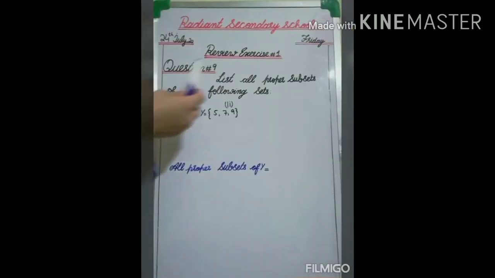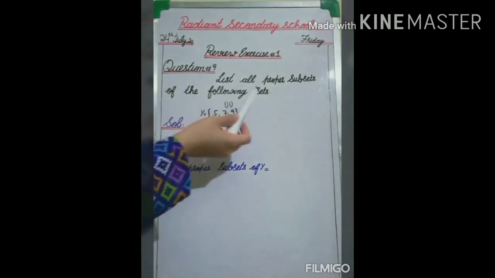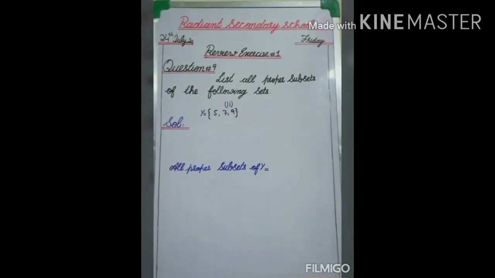Next, question number 9 is, list all proper subsets of the following sets. I have written part number 2. Set Y is given. The elements of set Y are 5, 7 and 9. Now we have to make a list of all proper subsets of this set.